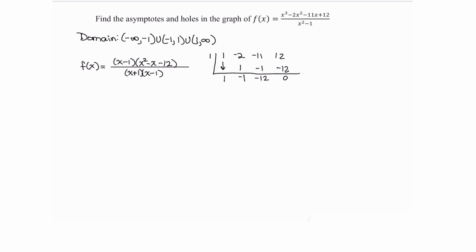Now once we get to this stage, we can see if the x squared minus x minus 12 factors any further. And indeed it does. We have our x minus 1 factor that we already took out. And then x squared minus x minus 12 factors as (x minus 4)(x plus 3). And that's all over (x plus 1)(x minus 1).